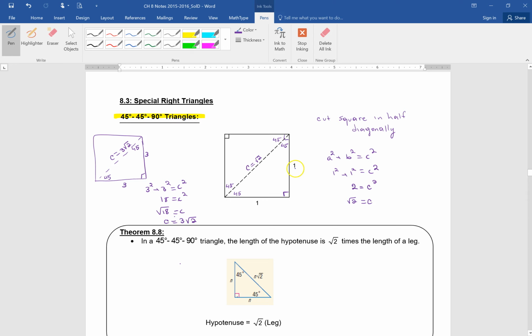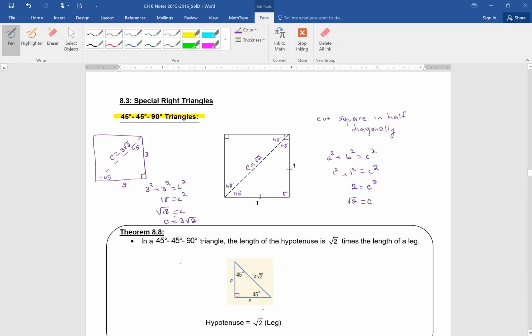Now, let me ask you another question. If two angles are the same, what type of triangle is it? Isosceles. That means, what do we know about the sides opposite to them? They must also be congruent. So you see how everything you know is tied together? If the two angles are the same, it means the two legs are the same.